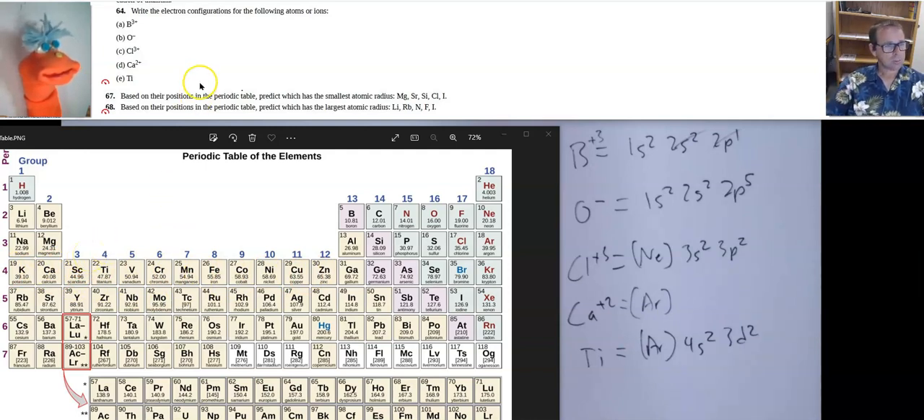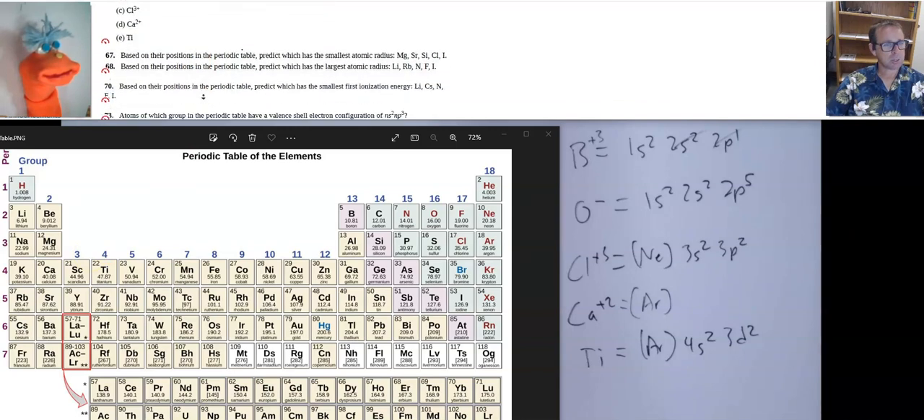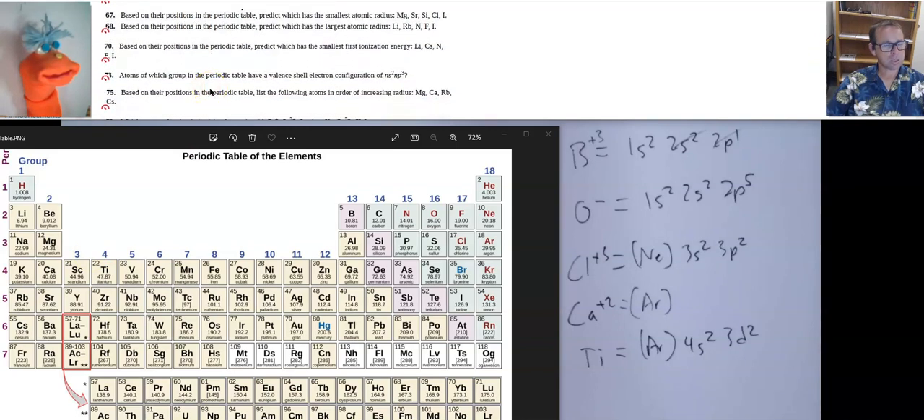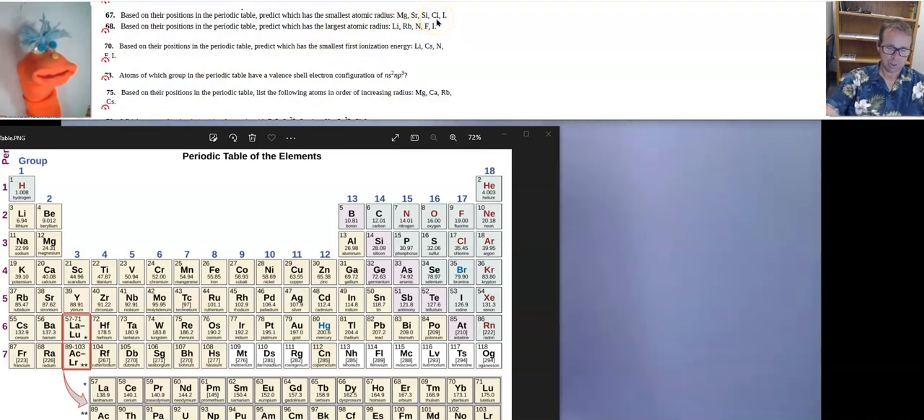Okay, very good. Based on their position in the periodic table, predict which has the smallest ionic radius: magnesium, strontium, silicon, chlorine, or iodide. All right, so how do we look at size when we're thinking about atoms? These are all atoms.